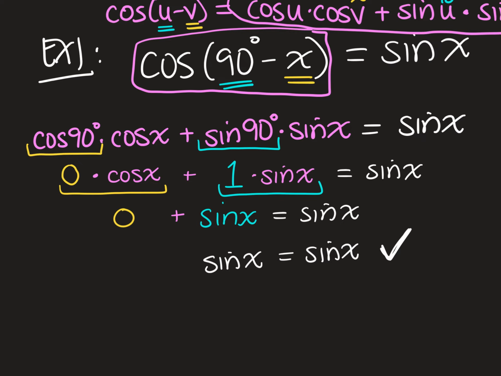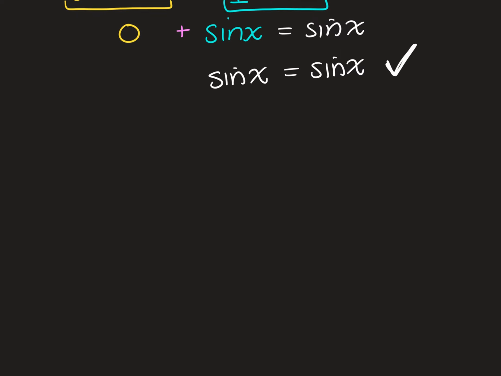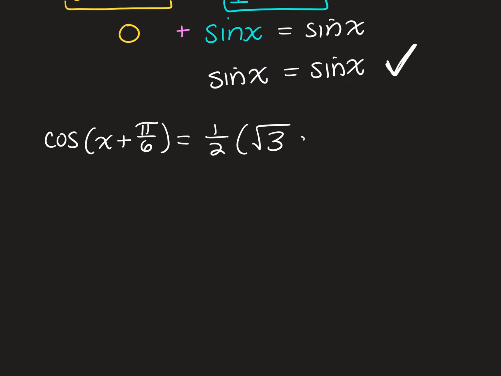All right, so that one was just getting us comfortable with the formulas. Let's make it a little more interesting. Let's prove or show that the cosine of x plus pi over 6 is equal to 1/2 times, and then in parentheses, radical 3 times cosine of x minus sine of x. So I want to show that the left side of this expression is equal to the right side of this expression.